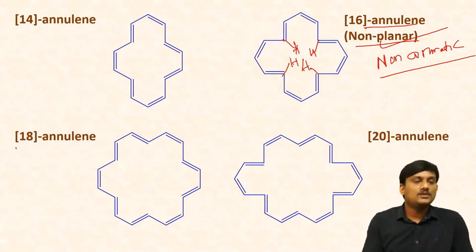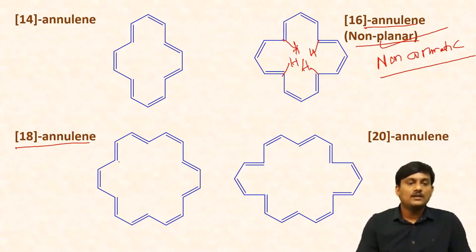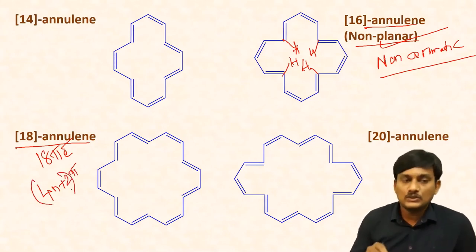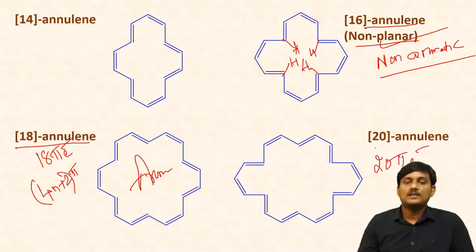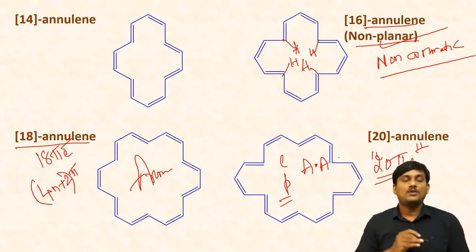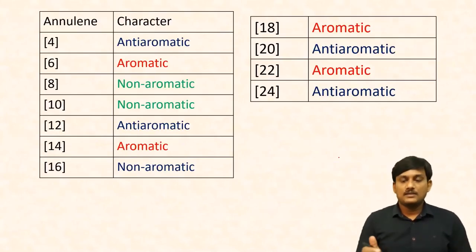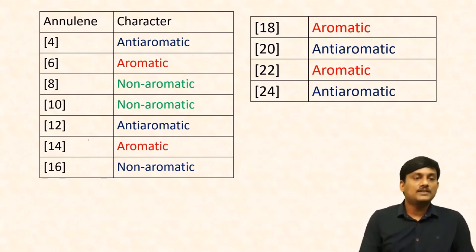If you take 18 annulene, there is no repulsion between these hydrogens, as they are far away from each other. And how many pi electrons are there? 18 pi electrons are there. It's a 4n plus 2 pi system. According to Hückel's rule, it's aromatic. And 20 annulene, here you have 20 pi electrons. It's cyclic planar with 20 pi electrons, so it's anti-aromatic. So let us summarize the aromaticity of different annulenes.